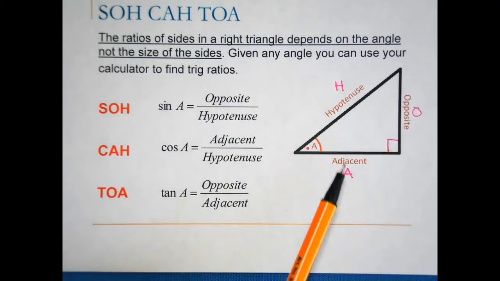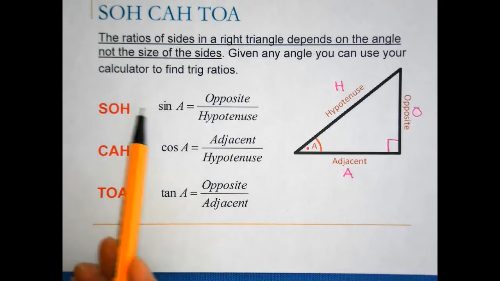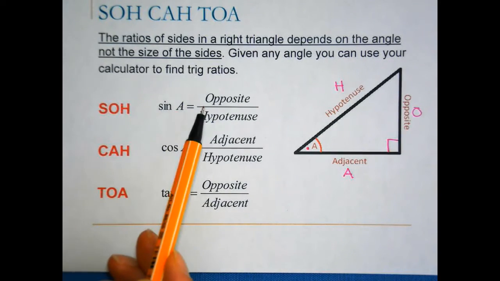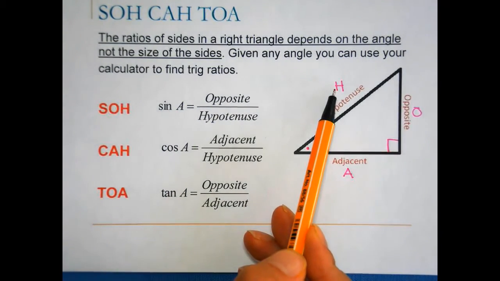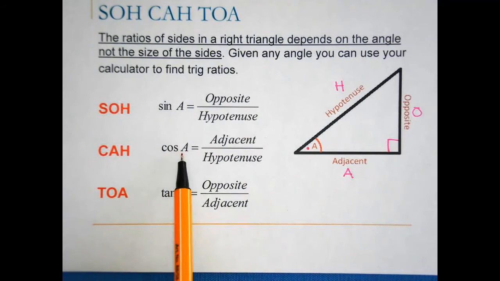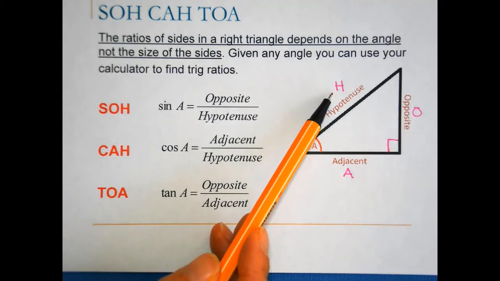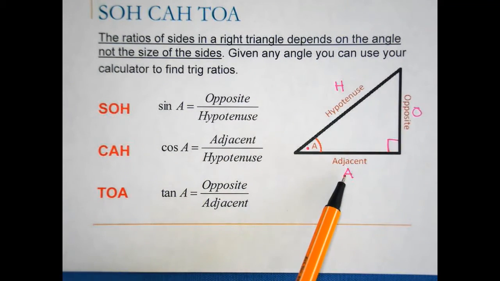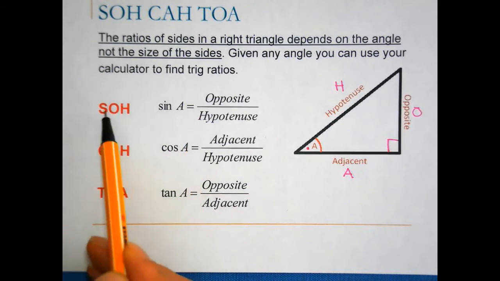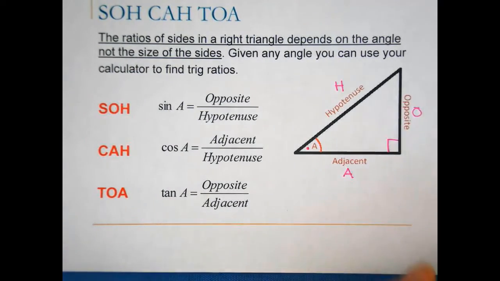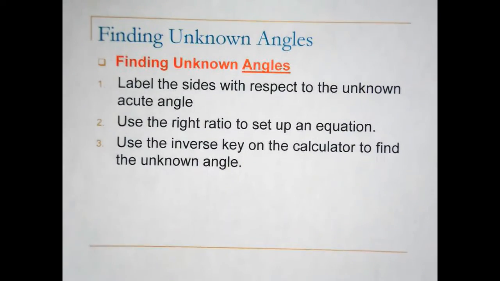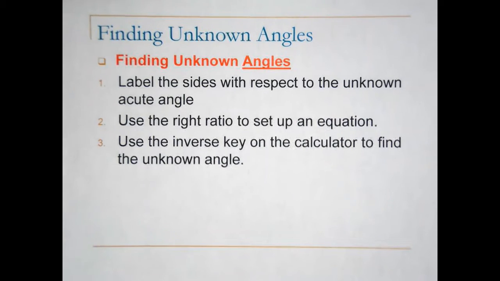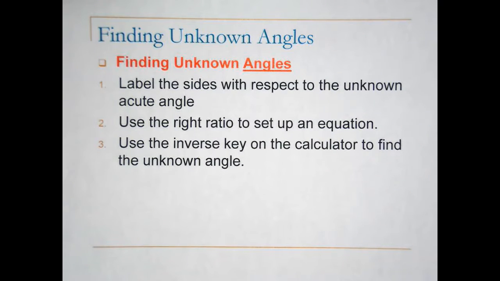And each one of these ratios has its own name. So we have sine of the angle, which is opposite over hypotenuse. We have cosine of the angle, which is adjacent over hypotenuse. And we have tangent of the angle, which is opposite over adjacent. And in order for us to remember those better, we use the abbreviation SOHCAHTOA. In the last lesson, we learned how to use SOHCAHTOA to find unknown sides.